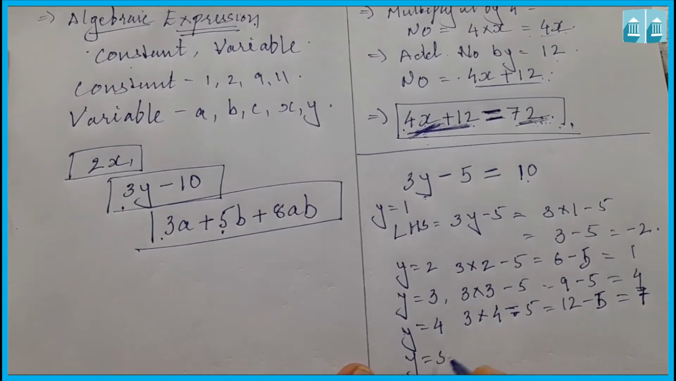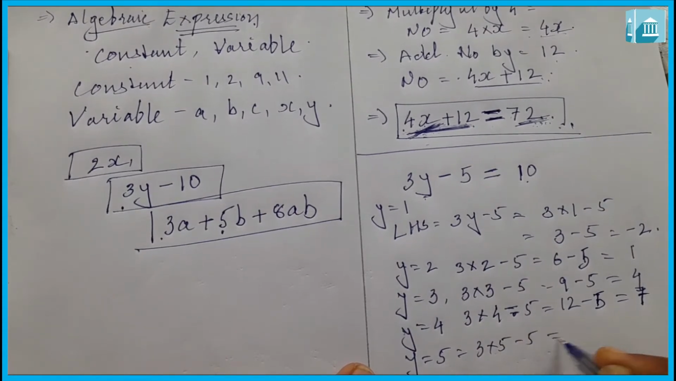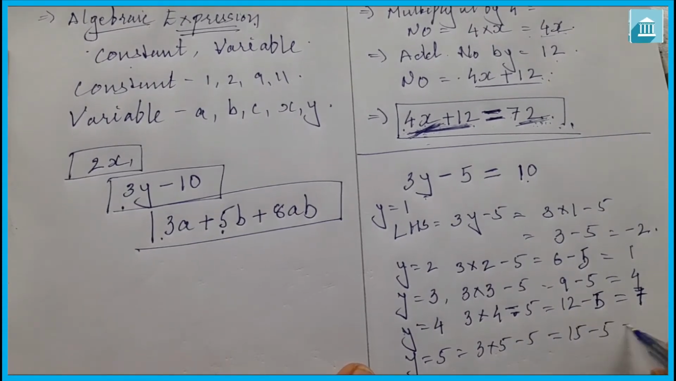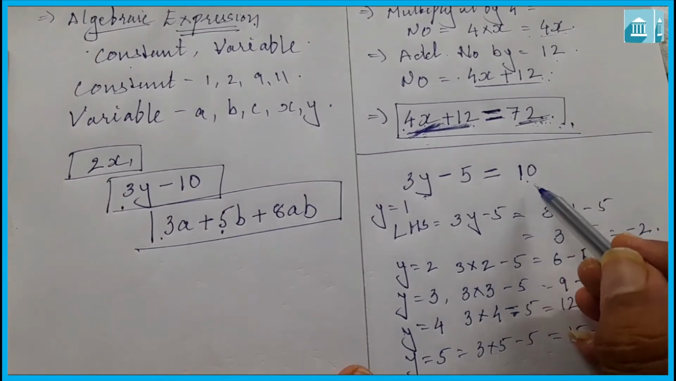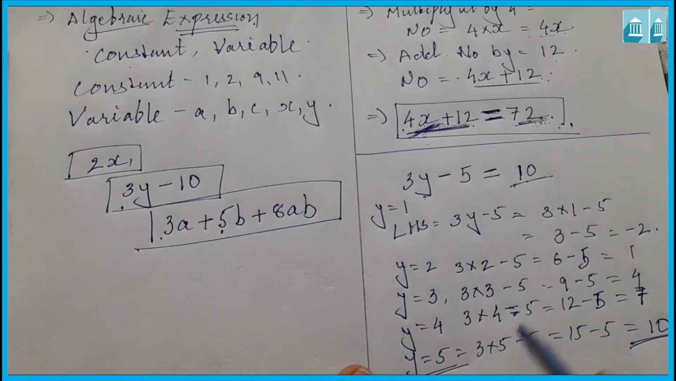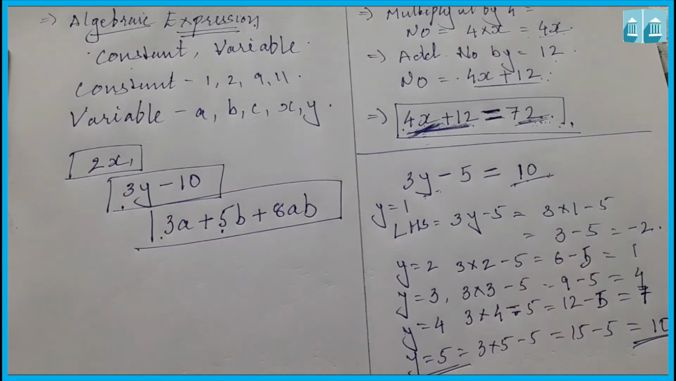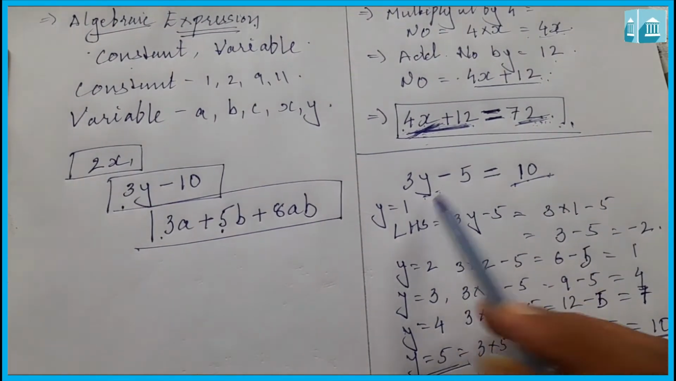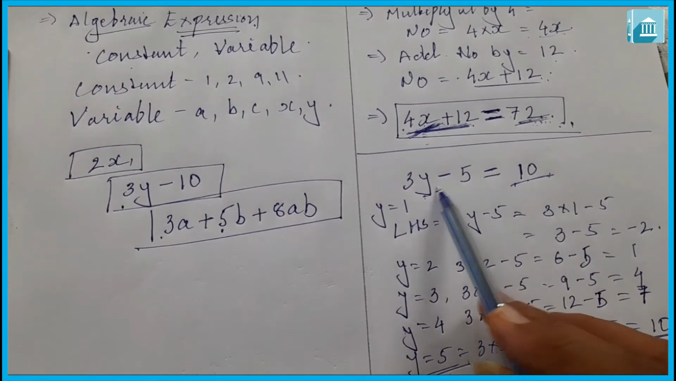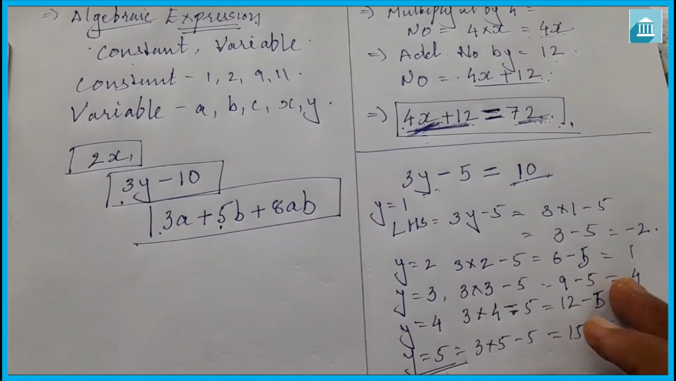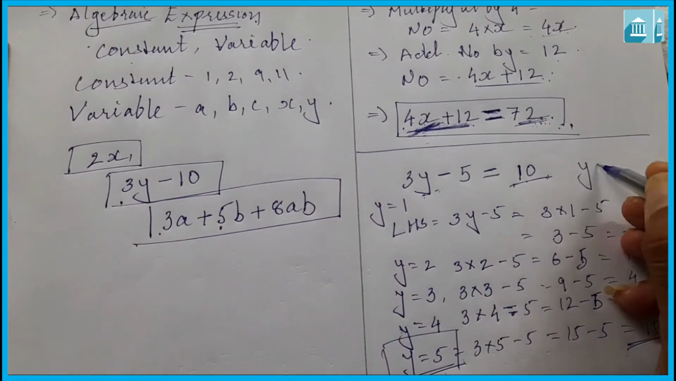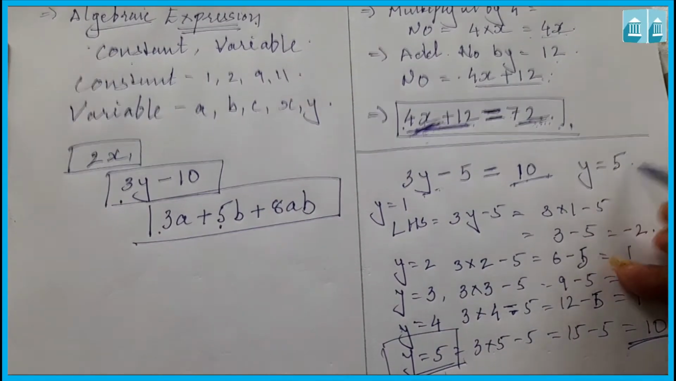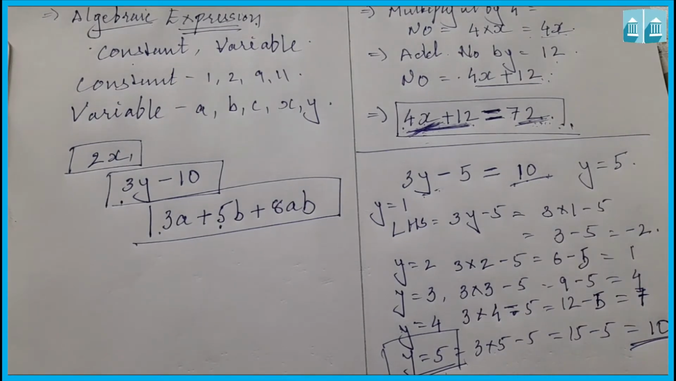Let us take y is equal to 5. So 3 into 5 minus 5, which is equal to 15 minus 5, which is equal to 10. So here left hand side is 10, right hand side is 10. So for y is equal to 5 both sides are equal. If we put the value of y as 5, then both expressions will be equal. So the solution of this equation, we can say, is y is equal to 5. So this is one method to find out the solution.